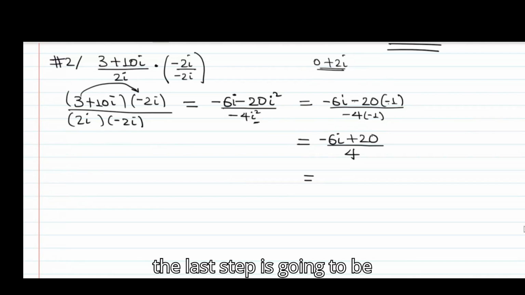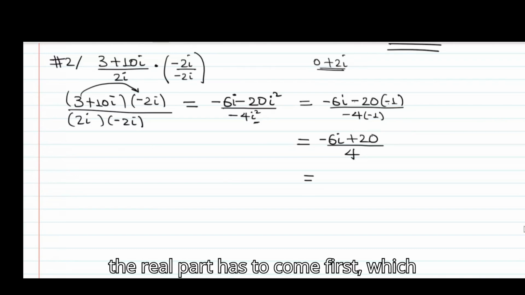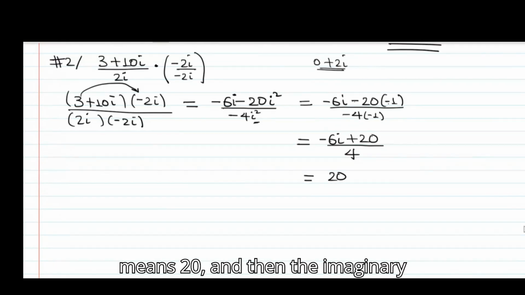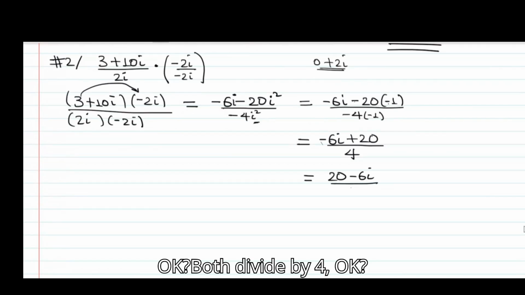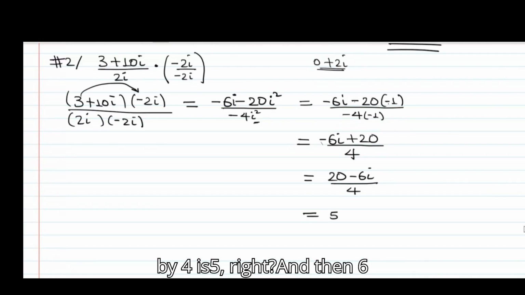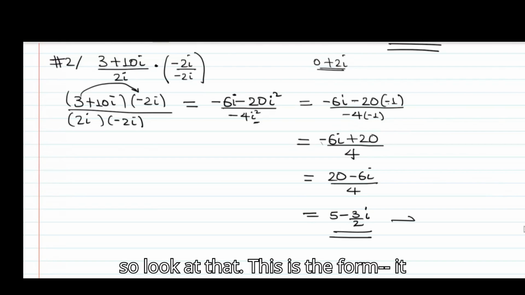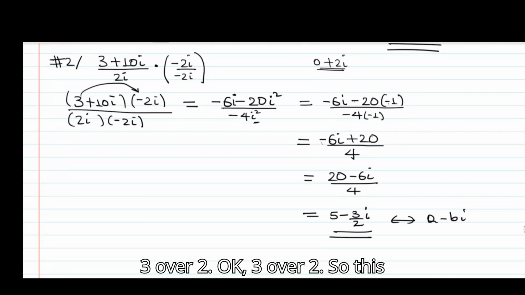Now the last step is rearranging this in standard form. The real part has to come first, which means 20, and then the imaginary part goes second, minus 6i. Both divide by 4. 20 divided by 4 is 5, and 6 divided by 4 is negative 3 over 2i. Look at that. This is the form a minus bi. So your a is 5, your b is 3 over 2. This is the last answer.